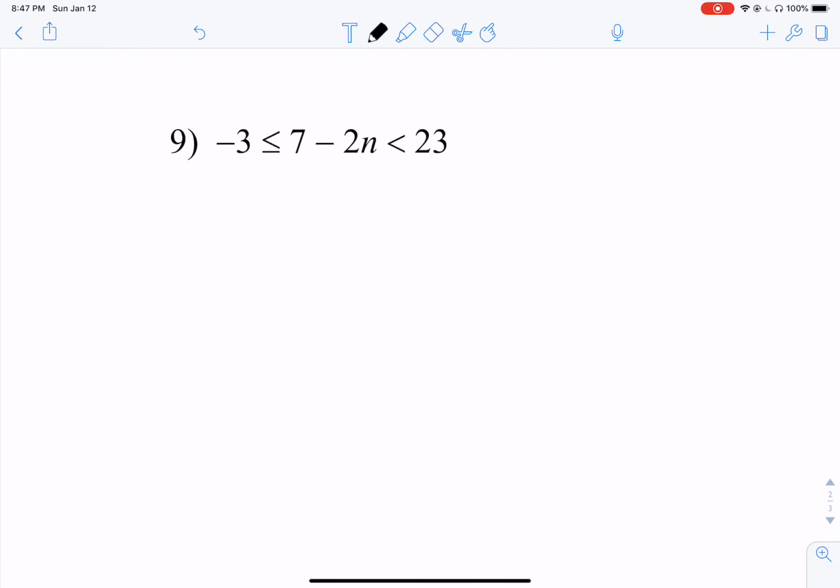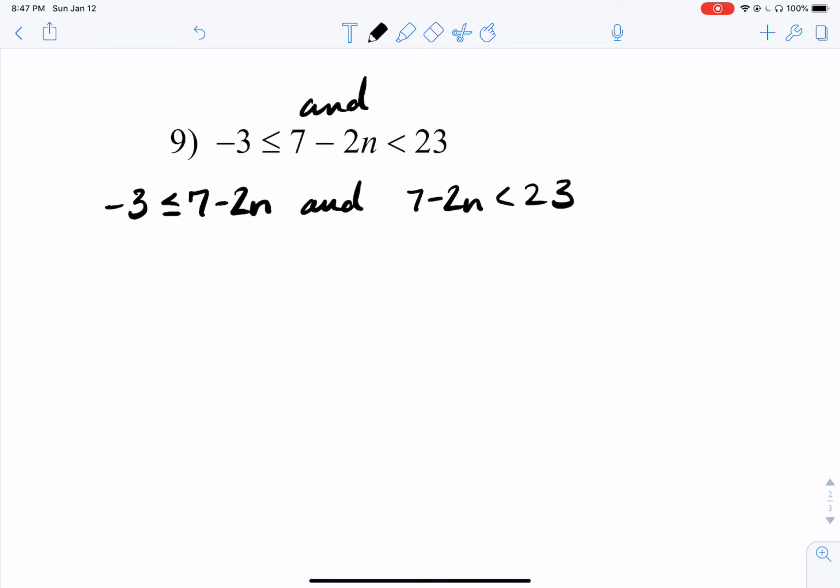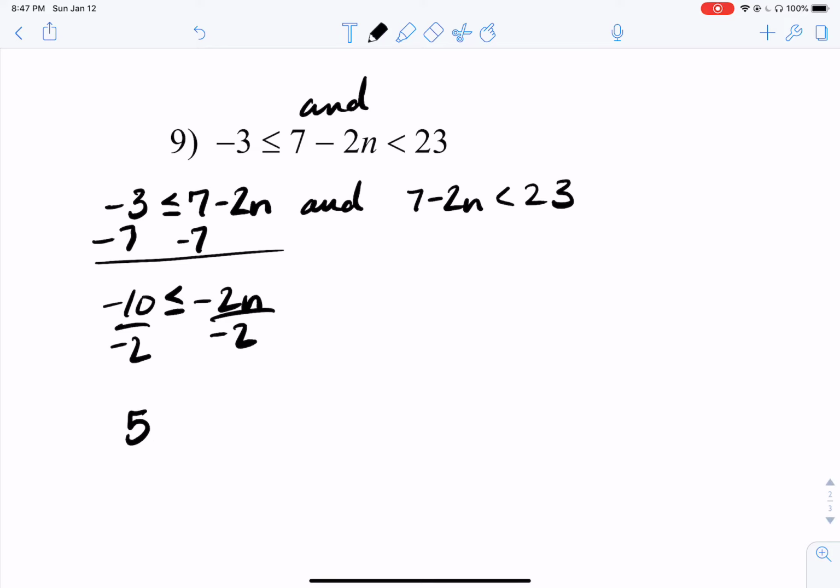So for number 9, this is again another example of an AND. So I'm going to split this up. So we have negative 3 is less than or equal to 7 minus 2n, and 7 minus 2n is less than 23. So on both inequalities, I would start by subtracting 7 from both sides. So negative 10 is less than or equal to negative 2n, and I would then divide by negative 2. So 5, but now since I'm dividing by negative 2, this inequality is going to flip. So 5 would be greater than or equal to n.